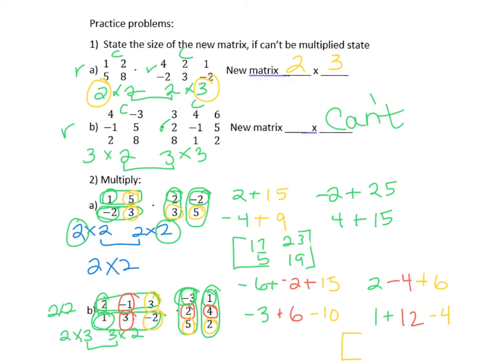So negative 3 plus 6 plus negative 10 is negative 7 and negative 6 minus 2 plus 15 is 7. Negative 2 plus 6 is 4. Okay, so the first row is 7, 4, and the second row is negative 7, 9. And that is my final matrix for that.